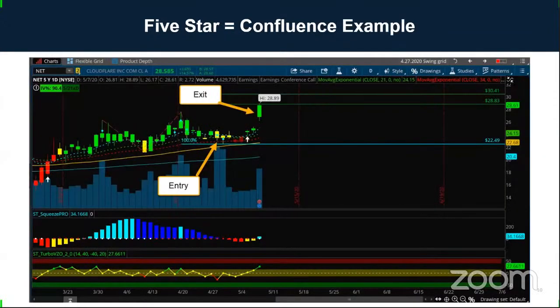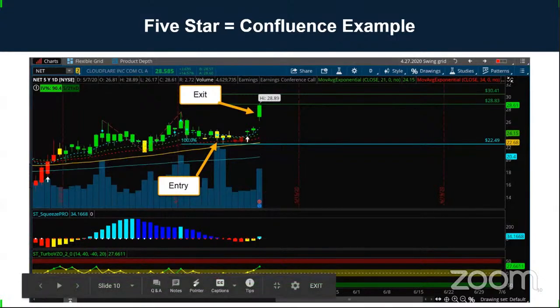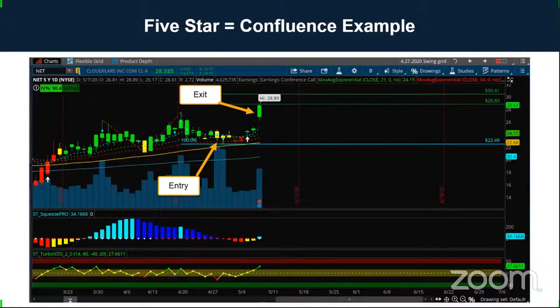So here's an example with NET, all right? We have a trend. This is a recent hot IPO. We also have Fibonacci support. We also have a squeeze. We also have positive volume and relative strength. Additionally, you had an earnings report coming up. I love trading a run into earnings. So this is definitely a 5-star setup. I got in right around here. Then I got out on the pop the day before the earnings report came out.